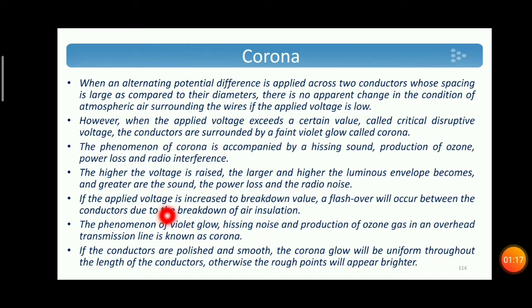The phenomenon of violet glow, hissing noise and the production of ozone gas in an overhead transmission line is called corona discharge. If the conductors are smooth and polished, the corona discharge will be uniform throughout the length of the conductor. If it is rough, the rough points will appear brighter compared to smooth points.